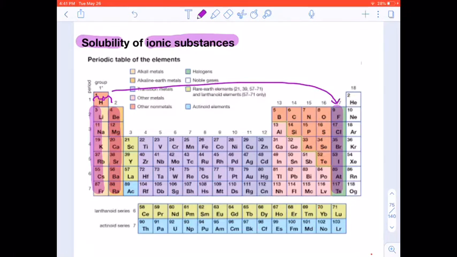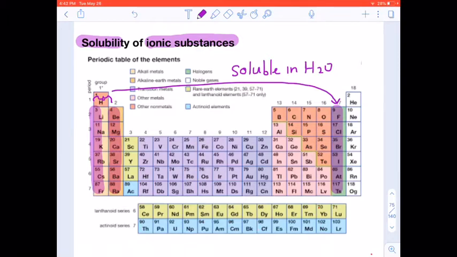So if we look at group 1 and group 2 metals, we find that when they react with halogens, we get halides, and these halides are soluble in water. We are only interested in their solubility in water. Then let's look at some others.